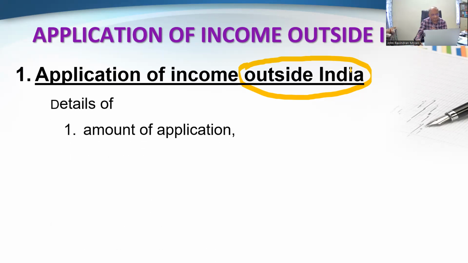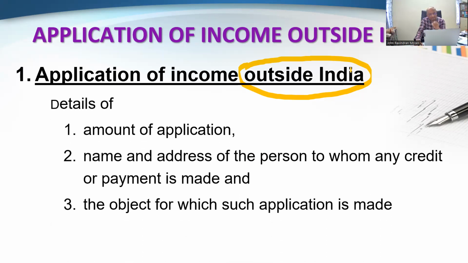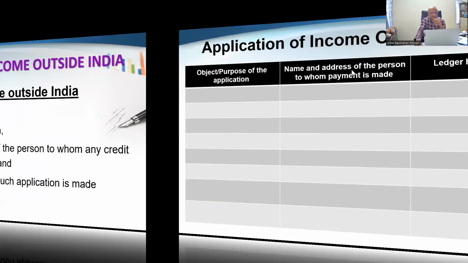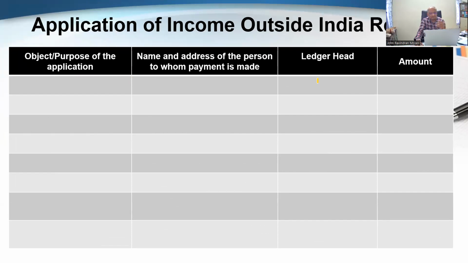And what are the details that we need to keep? Very similar information to that of the application of income inside India. Again, I want to repeat, please in your books of account, when you're inputting in Tally or other accounts, give complete details of the name, address, and other information so that you can write the ledger head and the amount. This, along with the ledger extract, will be a compliance for the purpose of this register. Any doubts, any queries, you can put in the chat box. I will answer that.